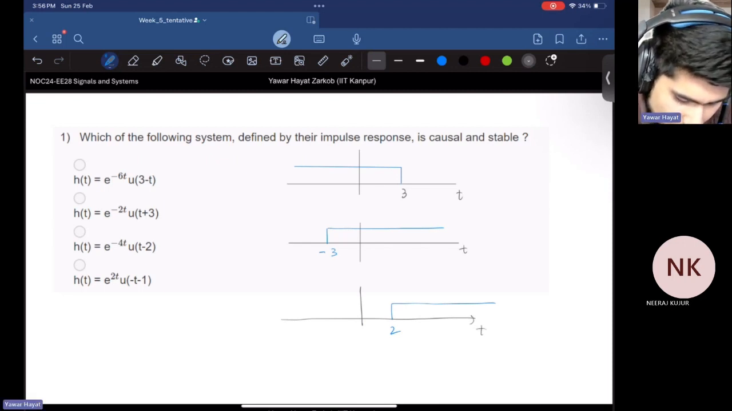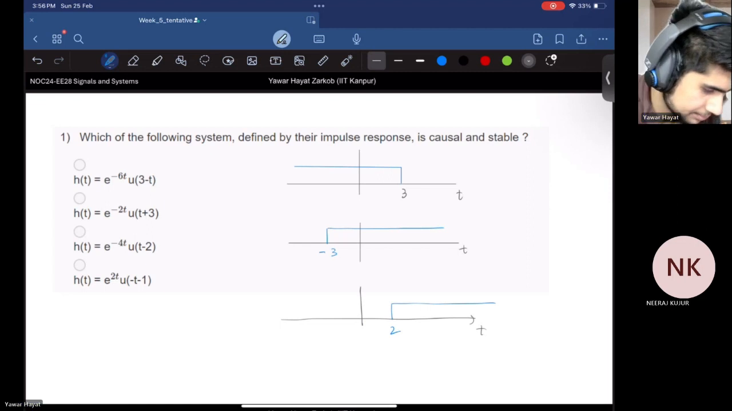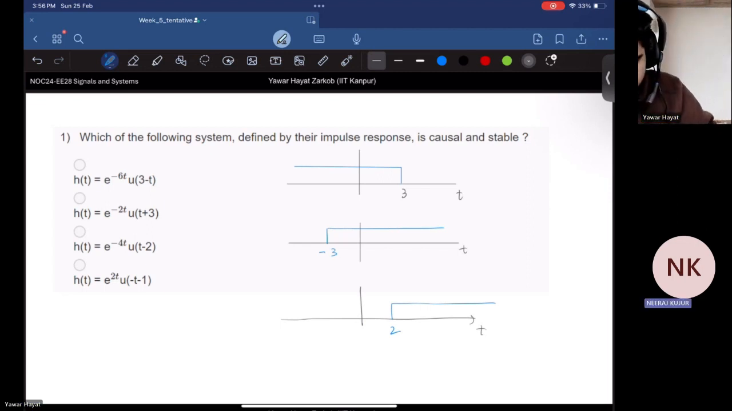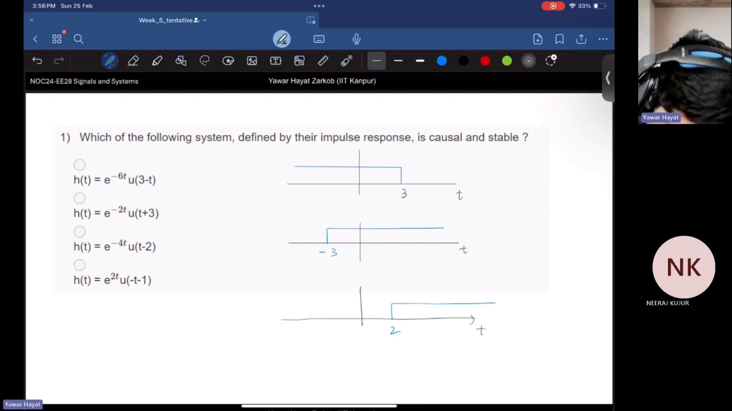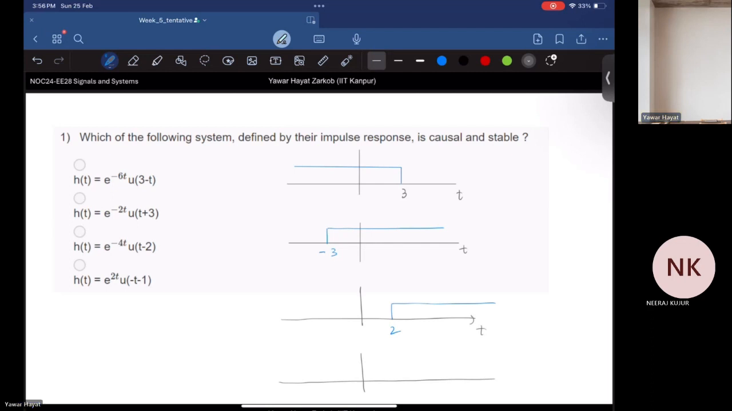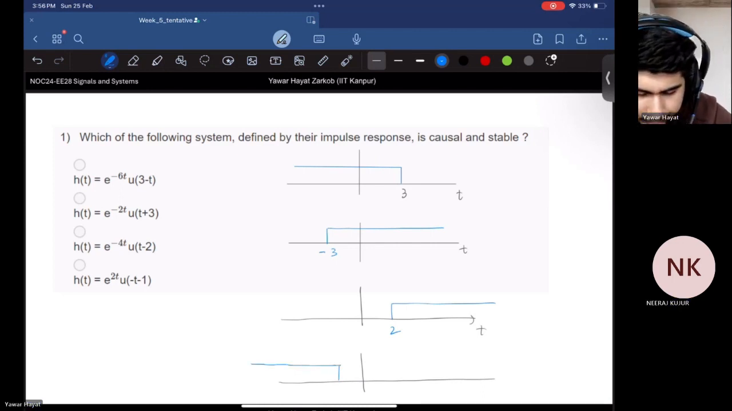What about the last one? U of minus t minus 1. So unit step function advanced 1 time unit and then reversed in the time axis. So basically you are saying this particular thing, and it would be this. Agreed?